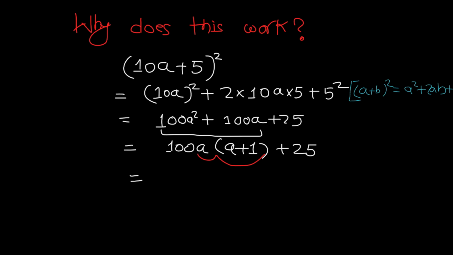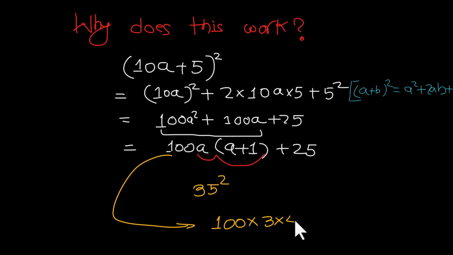In our first example, 35, the 10th digit was a 3. Using this expression, 100 times 3 times 4 is 1200 plus 25 gives you 1225.